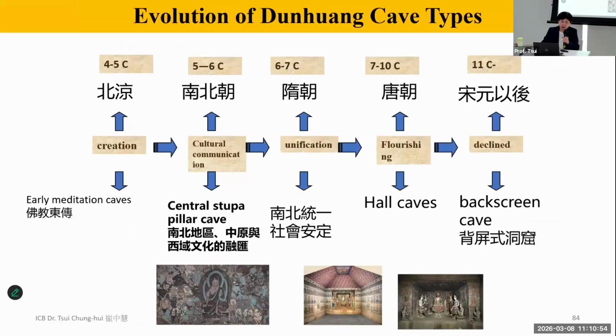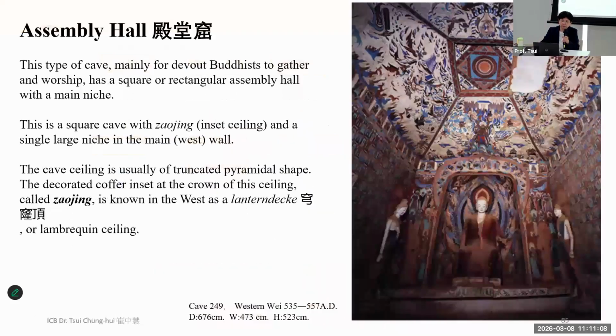So we have already seen the architectural types of the lecture hall cave, the worshiping cave and the central pillar cave. So now let's take a look at the hall or assembly cave. The hall or assembly cave was a very important type in Dunhuang. So here we have cave 249 in the Western Wei in Dunhuang.